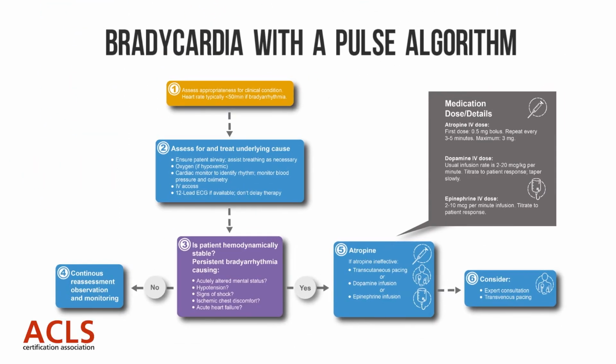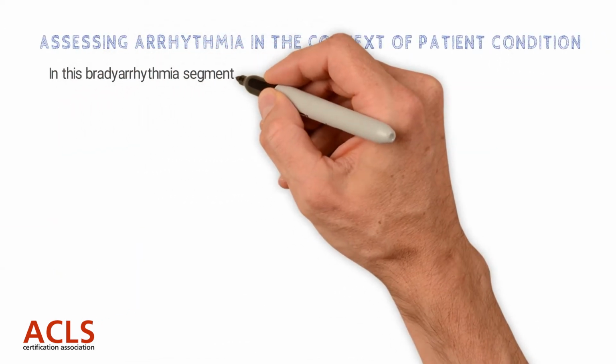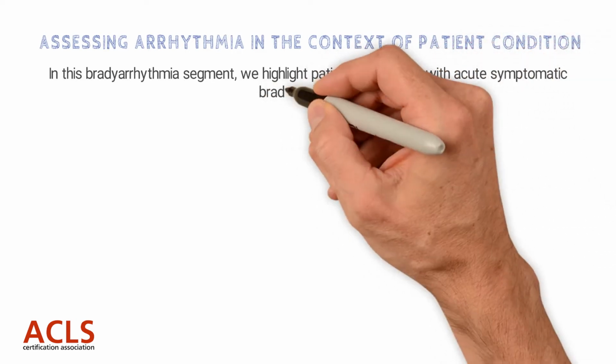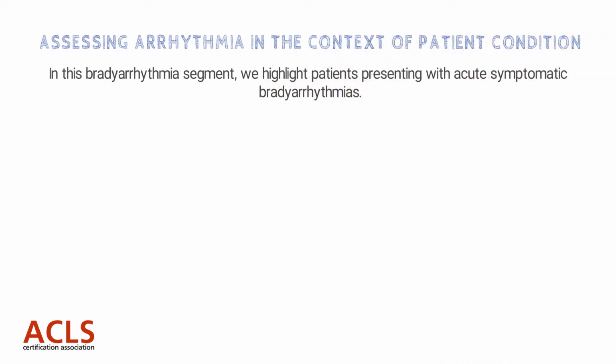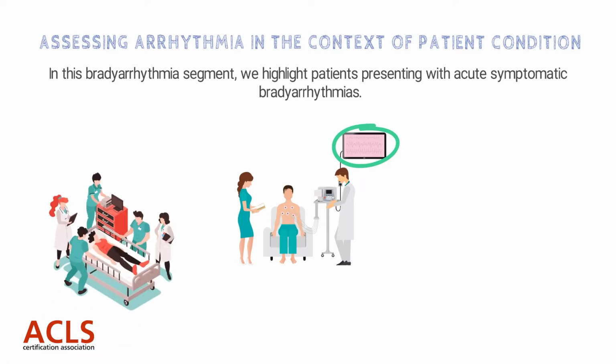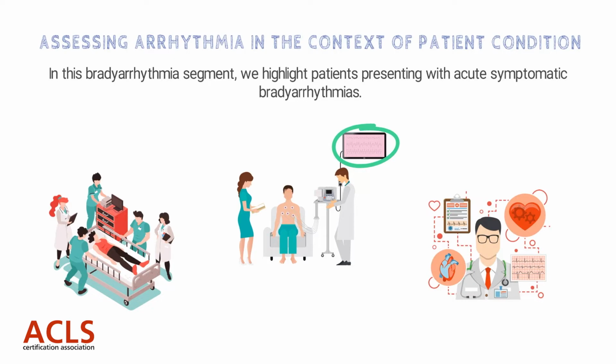Now let's get started. Assessing arrhythmia in the context of patient condition. In this bradyarrhythmias segment, we highlight patients presenting with acute symptomatic bradyarrhythmias. The interpretation of ECG findings must be within the context of the patient's clinical condition. This is assessed by performing a full physical examination and obtaining a patient history.